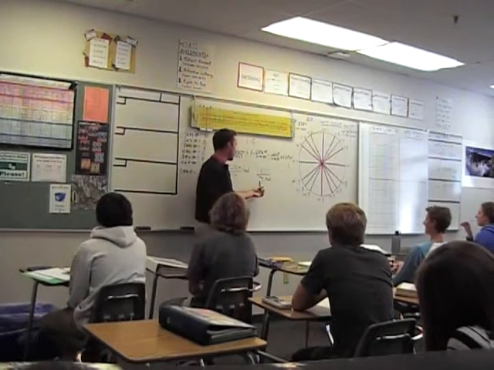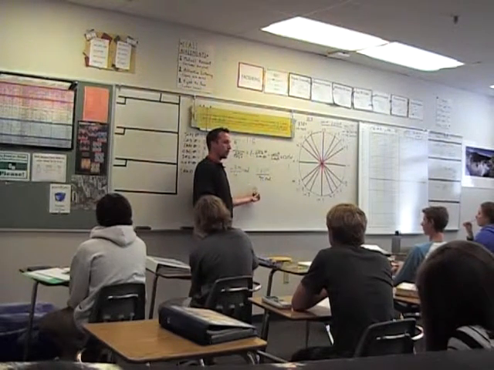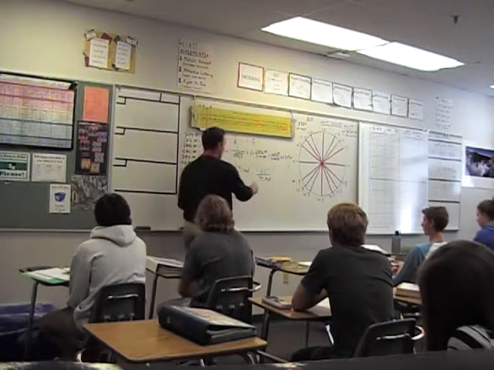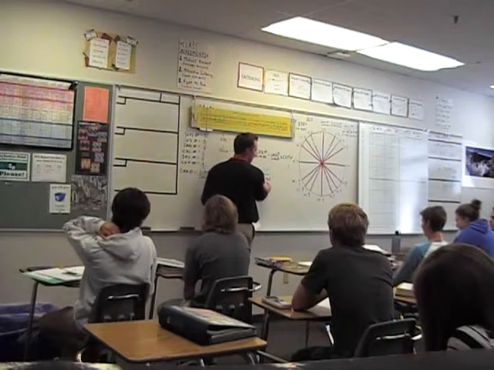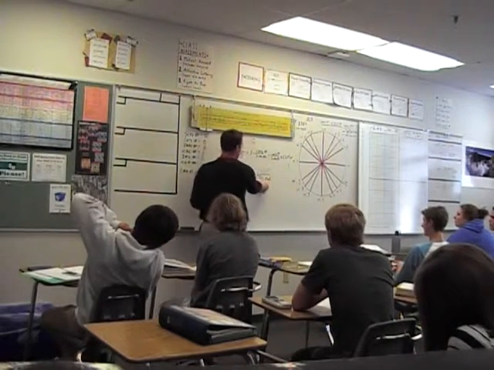I heard somebody say pi over 180. This is a way to remember this. You need your radians to cancel out, so if your radians need to cancel out, you have to have radians in the denominator. Does that make sense?